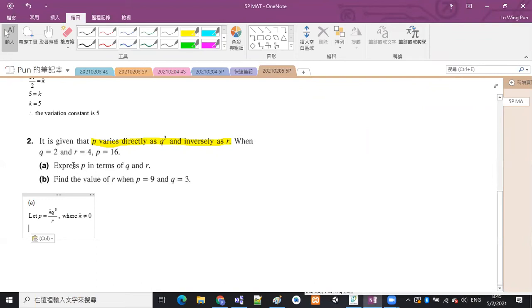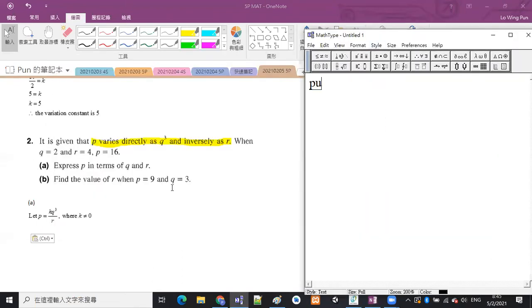And we have a set of numbers when Q is 2, R is 4, and P is 16. So we just put Q equals 2, R equals 4, and P equals 16 into our equation. So 16 is equal to K times 2 cubed divided by 4. Okay, and then 16 is equal to 8k over 4. So you may cancel out the 4 with the 8 first.